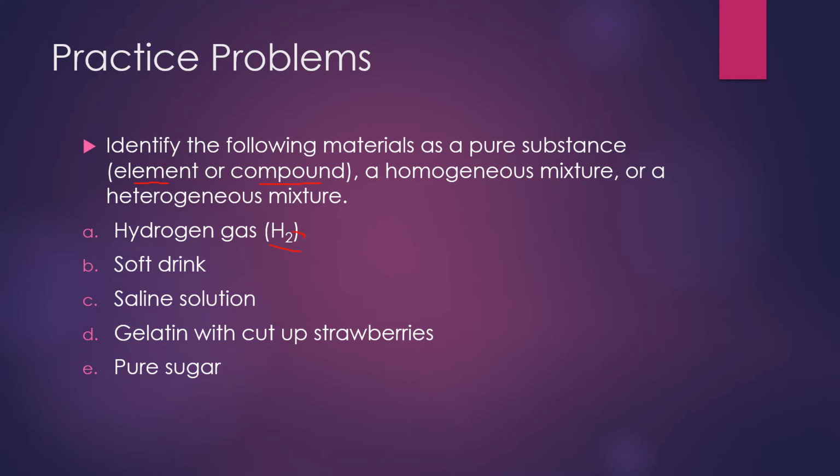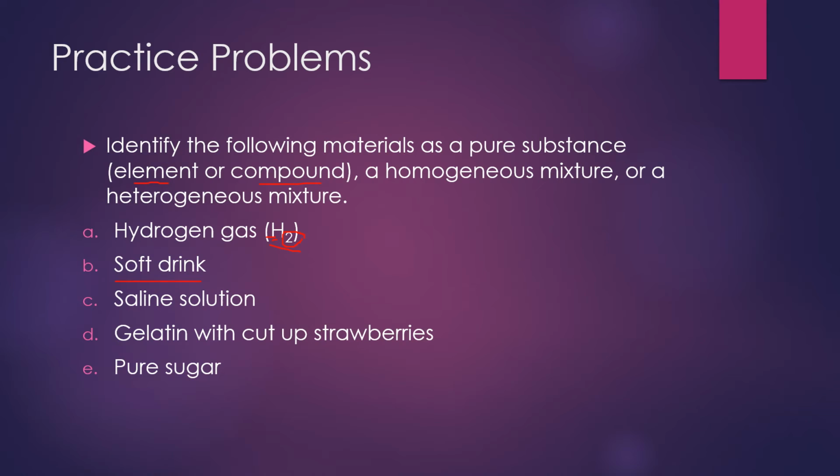So it doesn't matter that there are two hydrogens present. There could be 10 hydrogens present for all it matters. What matters is it's just one type of element. In order for it to be classified a compound, it needs to be two or more different atoms or elements combined. And we don't have two or more different atoms or elements. We have two of the same element. So that's why hydrogen gas would be an element pure substance.